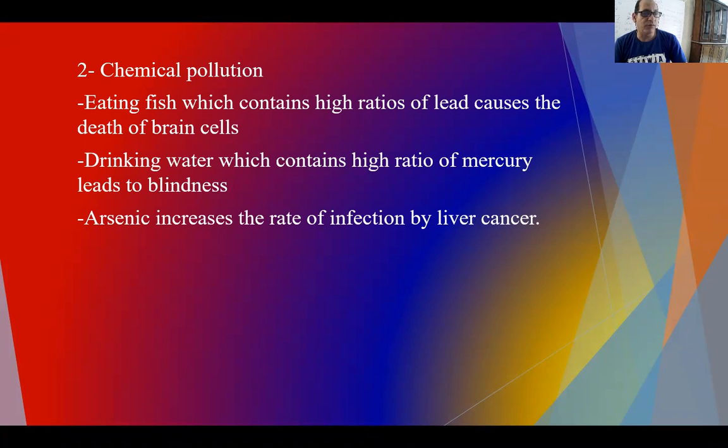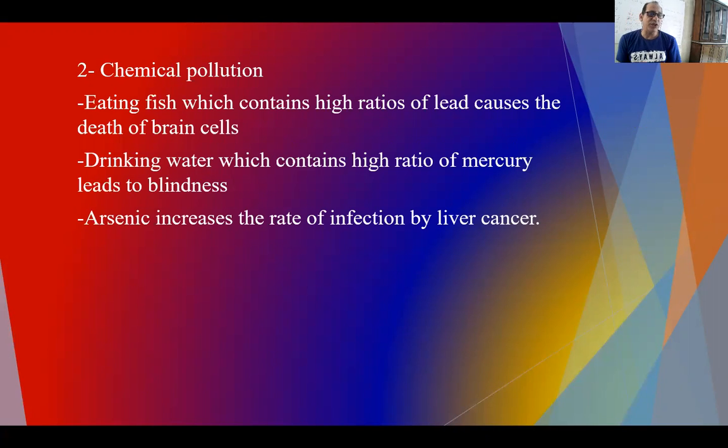The chemical pollution of water. We have 3 points. Number 1, eating fish containing a high ratio of lead. This comes through throwing factory waste and sewage in the lakes or in the rivers. So it may cause an increase in the percentage of lead, and this goes into the fish. So it may cause the death of brain cells if we eat this fish.